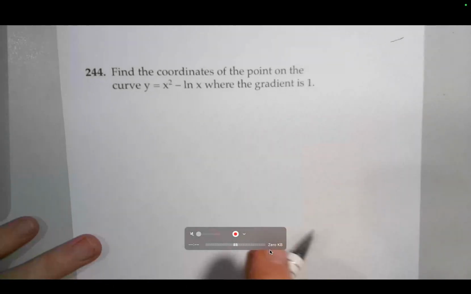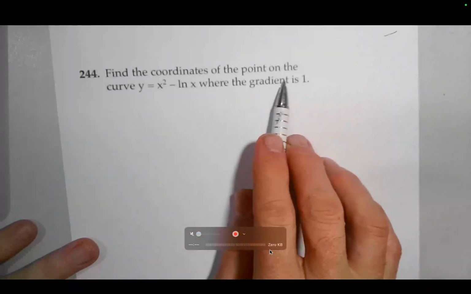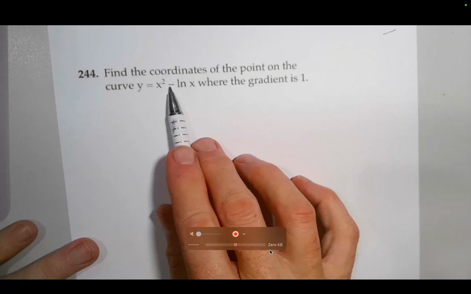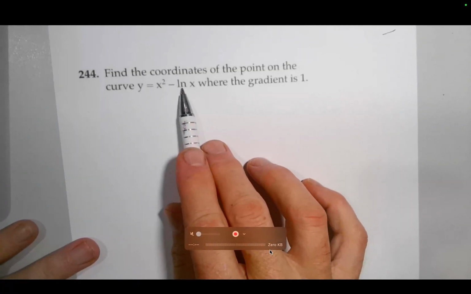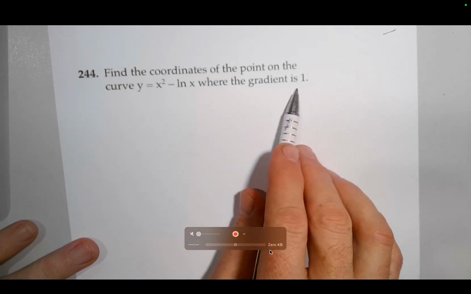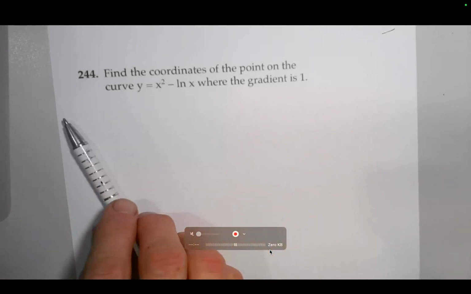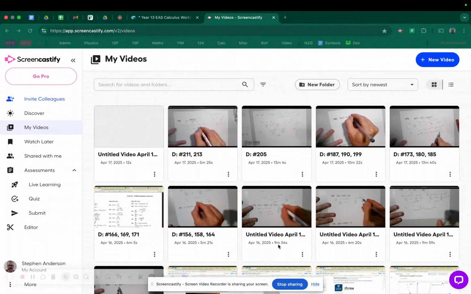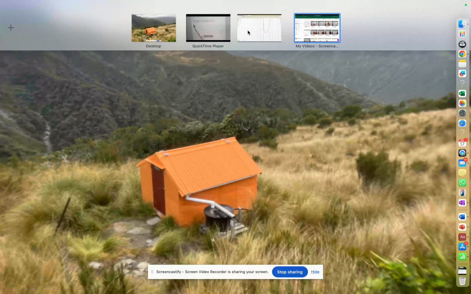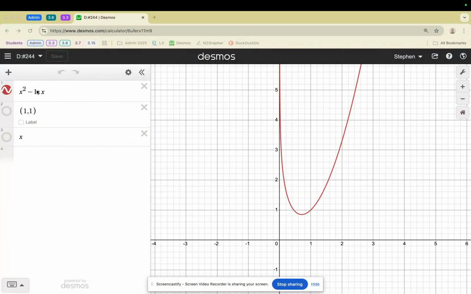Okay, number 244. Find the coordinates of the point on the curve y equals x squared minus natural log x, where the gradient is 1. Okay, so let's cheat. Let's go and look at what the curve looks like. So there it is, x squared minus natural log x. And at x equals 1, that's actually the point there, so we can label it.